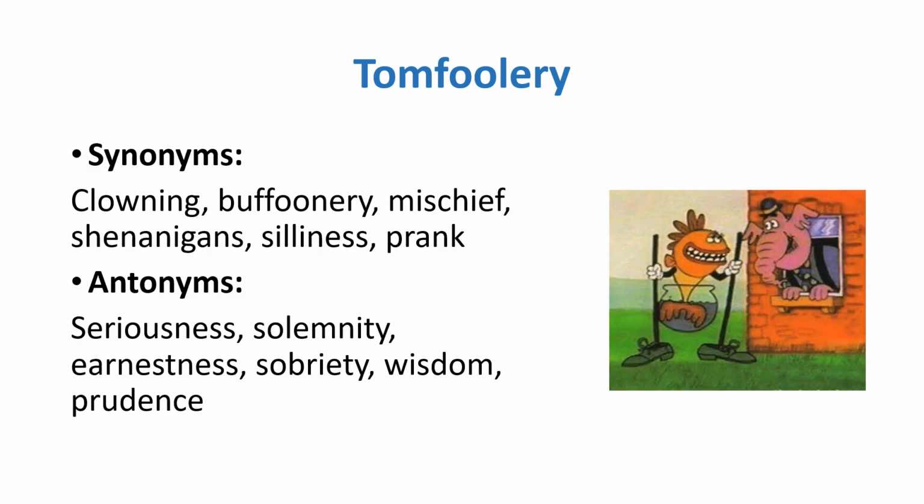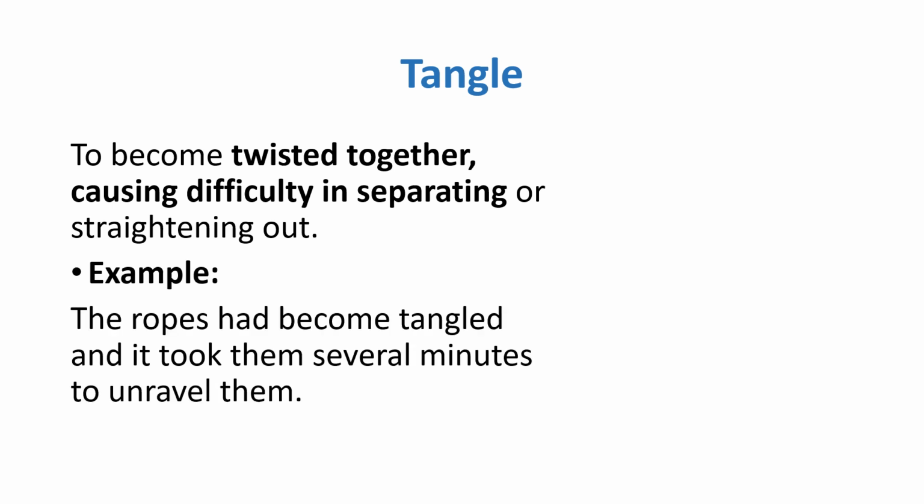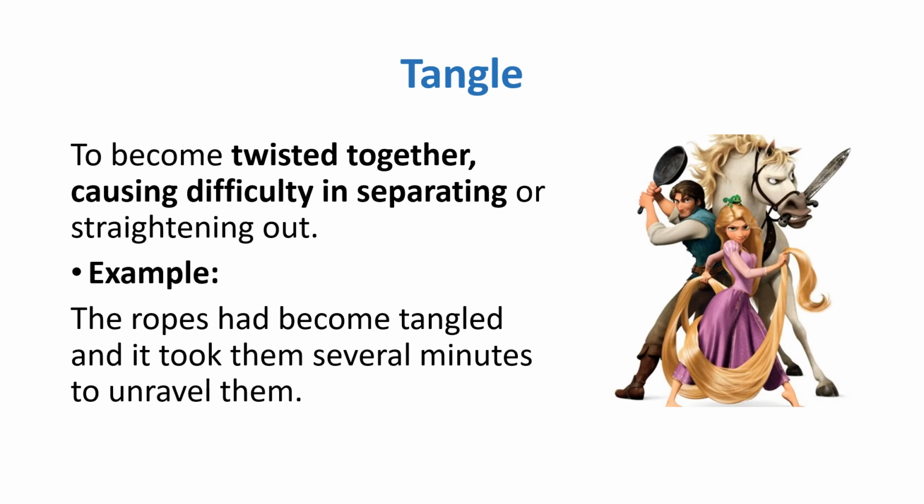Synonyms basically include clowning, buffoonery, mischief, etc. And antonyms include seriousness, sobriety, wisdom, prudence, etc. Next we have tangle. Tangle means to become twisted together, causing difficulty in separating and straightening out. An example is: the rope had become tangled and it took them several minutes to unravel it.